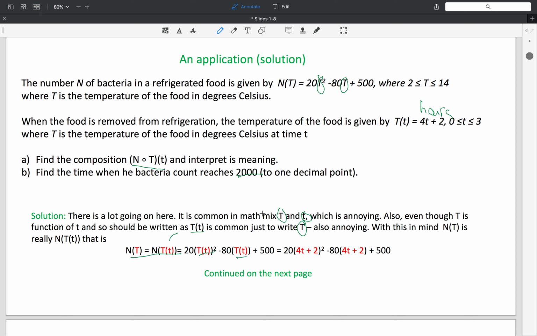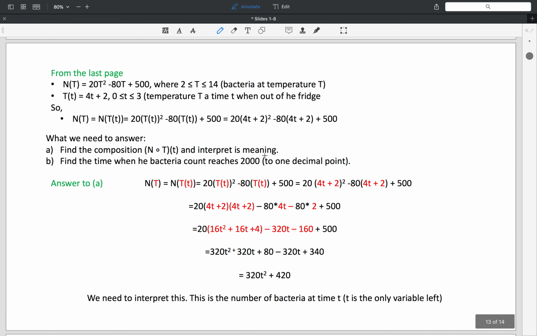So now I want to look back to what my other function is. Little t is 4t plus 2. So I'm going to plug that in here and into here. So go to the next page.